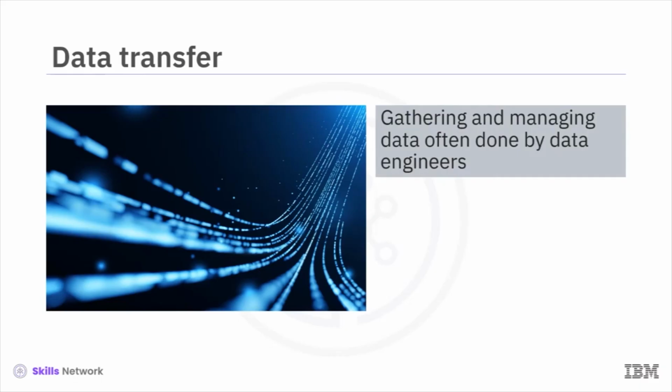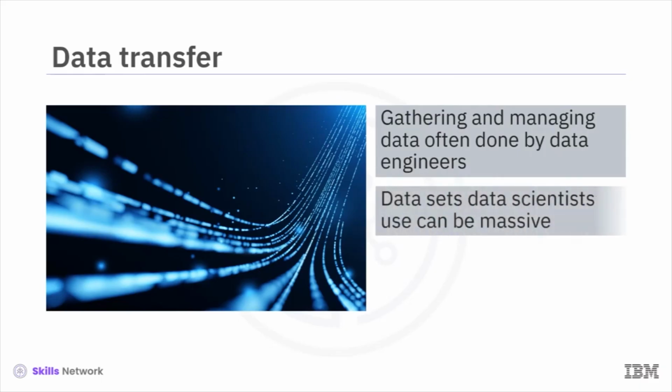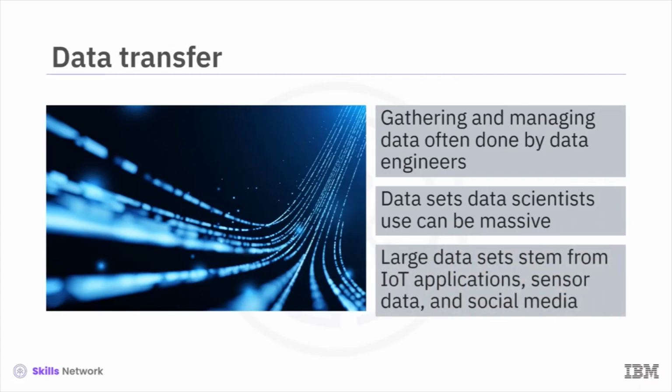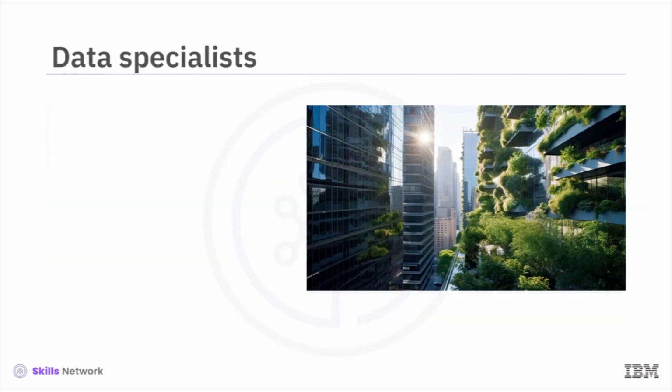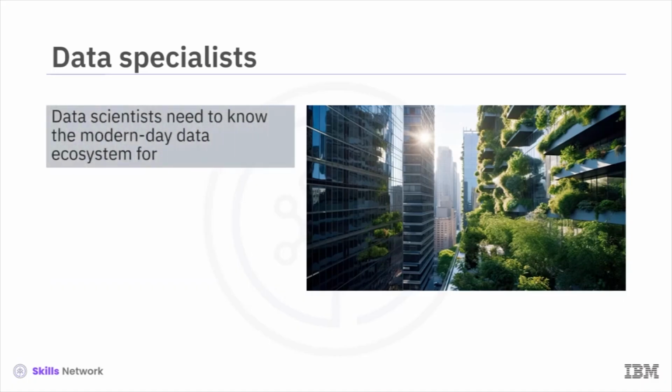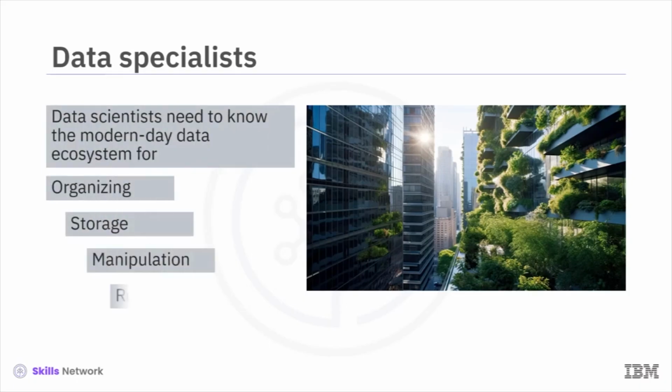This process demands flexibility. As a data scientist, you will frequently work with extensive data sets, sometimes reaching terabytes in size. These continually updating massive data sets stem from sources like IoT applications, sensor data, and the constant influx of social media data collected from millions of users. Data scientists have a unique relationship with data. You specialize in data, so you must understand it intimately. But before you can analyze it, you'll need to know the modern-day ecosystem for organizing, storing, manipulating, and retrieving data. This lesson introduced you to some of these ideas.